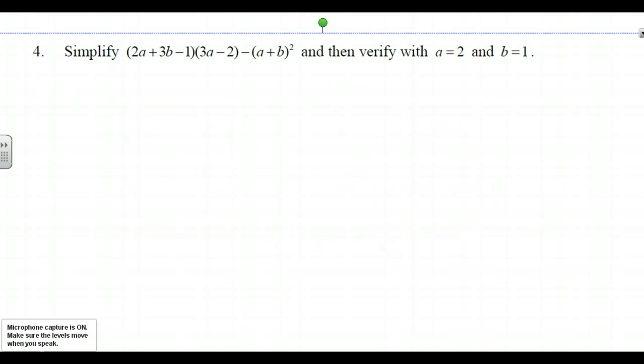Simplify and then verify, okay? So again, one way: if we simplify, we should get an expression which is equivalent. Is this factored form? No, because it's got a minus in there, so it's not a factored form. Holy smokes, there's a's and b's and everything.